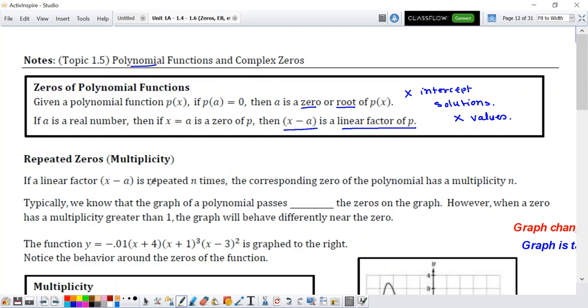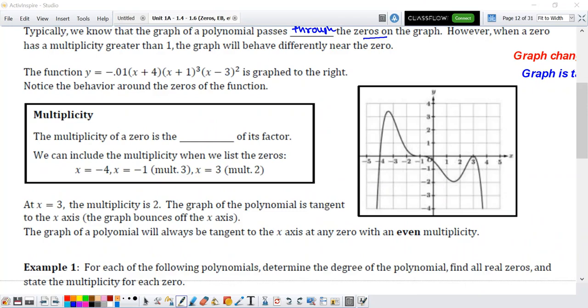Now, what are repeated zeros? Repeated zeros, we call it multiplicity. And typically we know that the graph of a polynomial function always passes through the zeros of the graph. That's where the x-intercept is. However, when the zeros have a multiplicity greater than 1, the graph behaves differently.